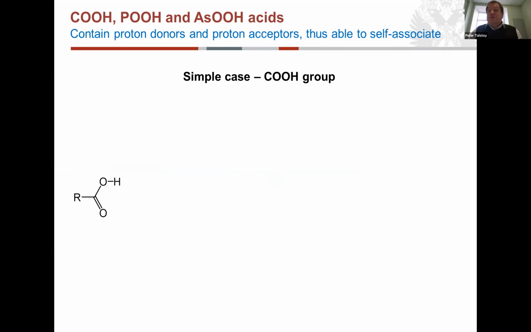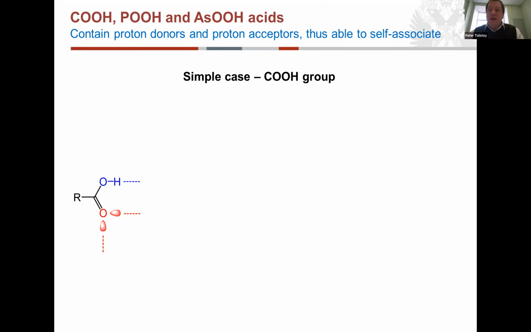Now, the simplest case of this kind of molecule is given by carboxylic acids, well known, I guess, to absolutely everyone in this audience. Here is an example of a carboxylic acid molecule. It has a proton donating OH and a proton accepting carbonyl bond. Here are the highlighted proton donating and proton accepting spots in this molecule. They are located on the same side of the molecule.